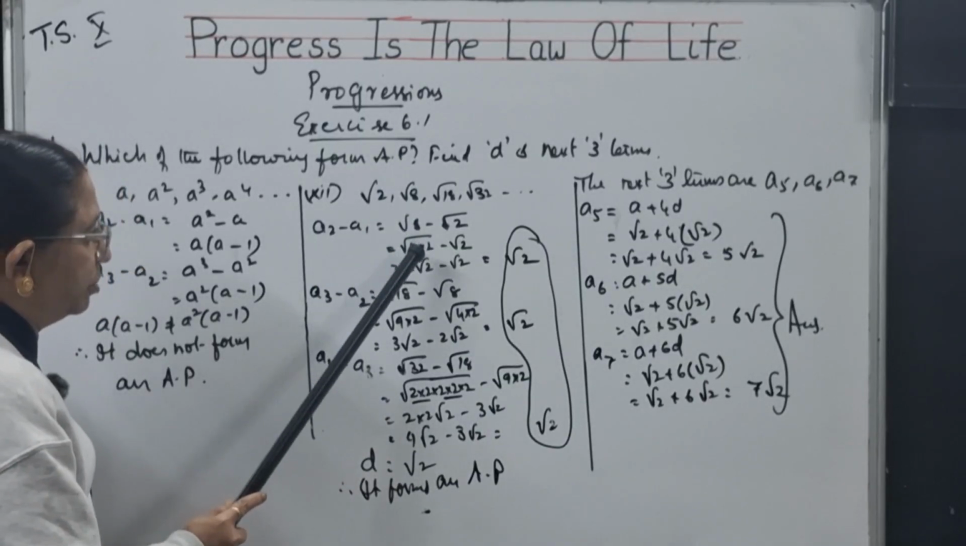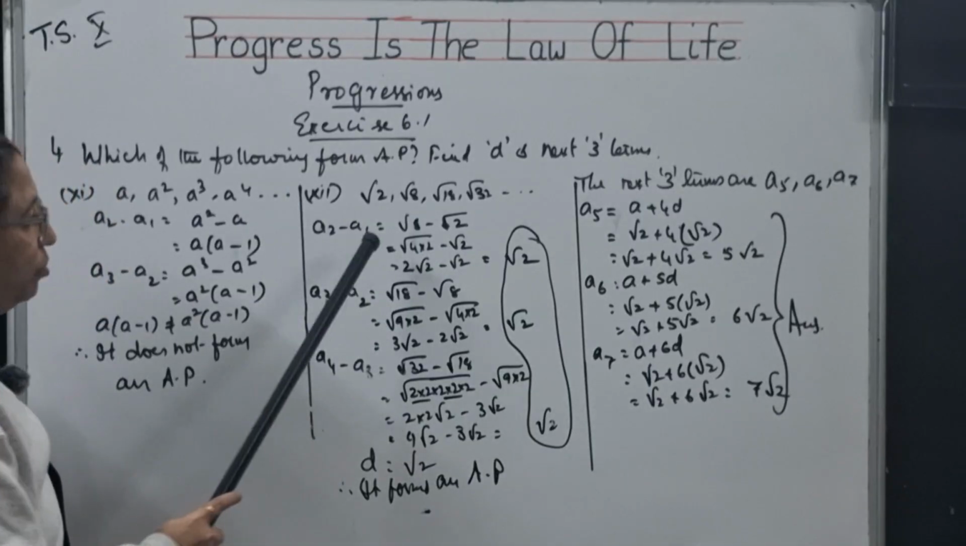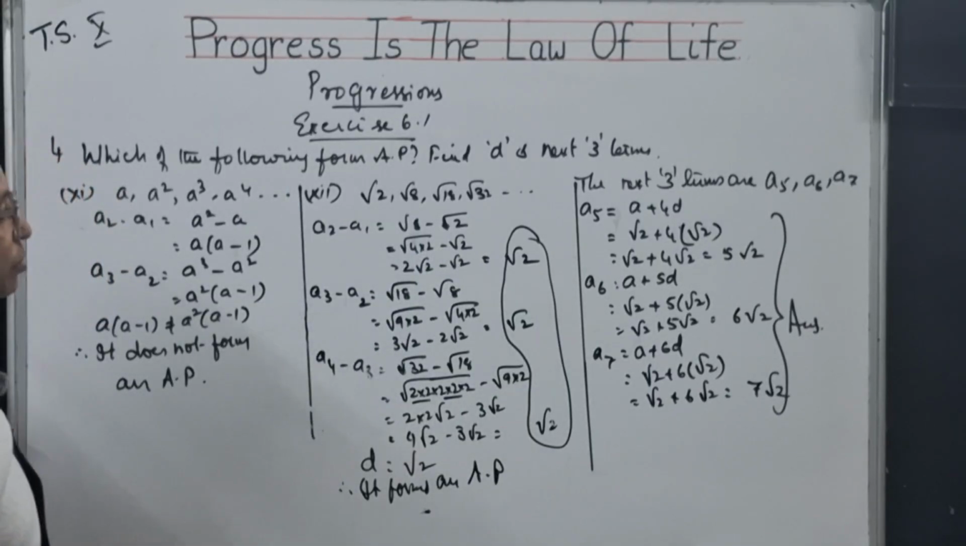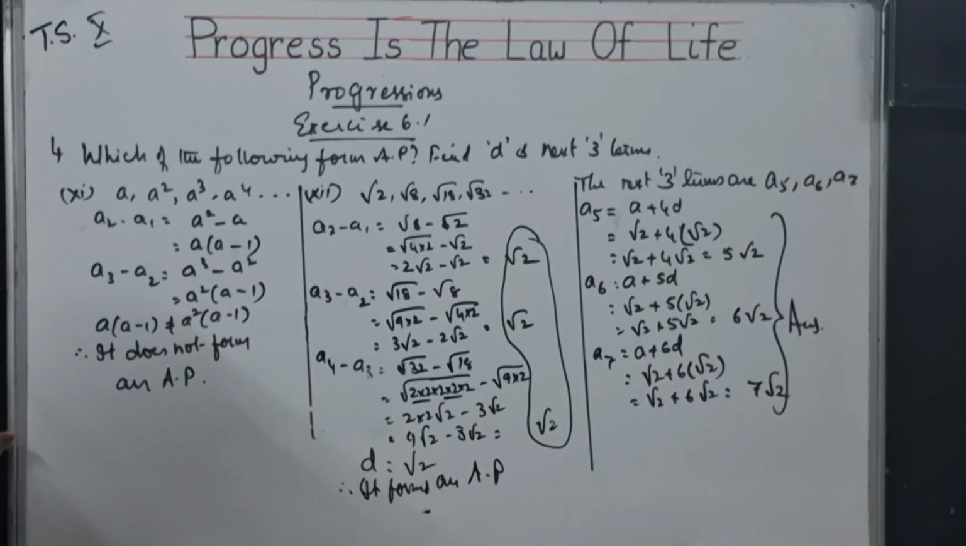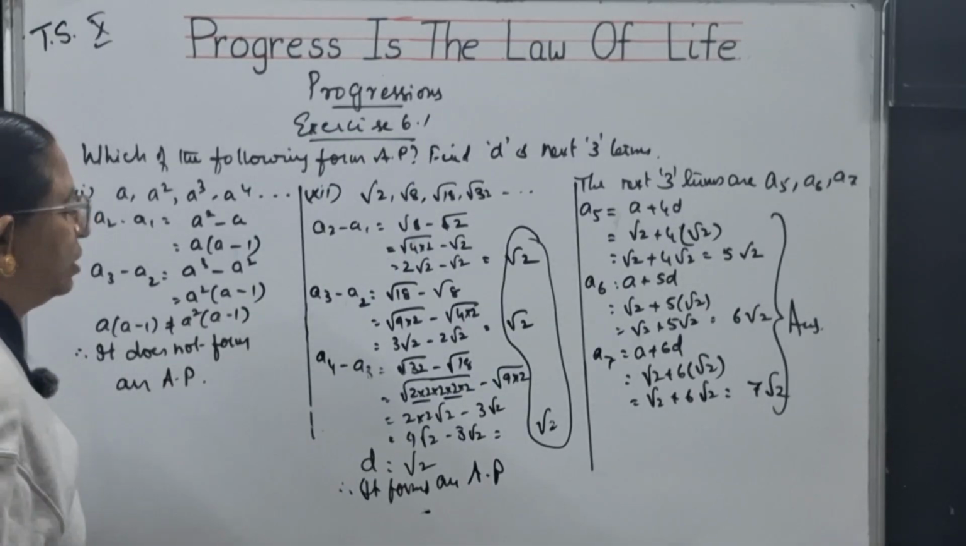Root 8 means 4 2s are 8. So root 4 into 2 minus root 2. 4 can be taken out as a 2. 2 root 2 minus root 2, that is root 2, we have got it.